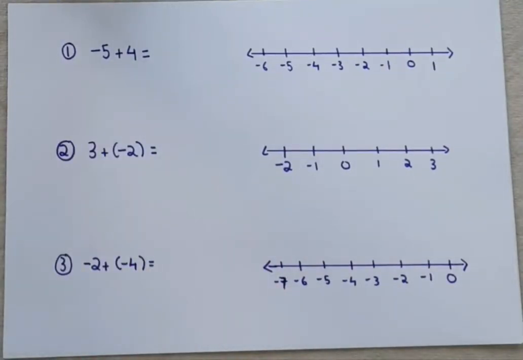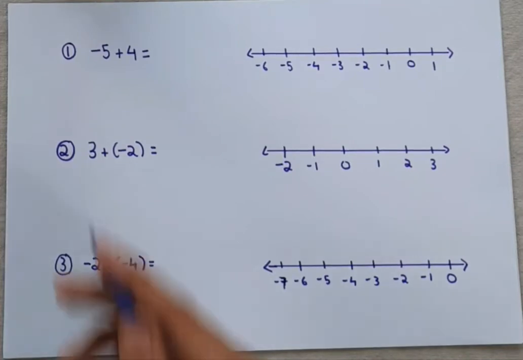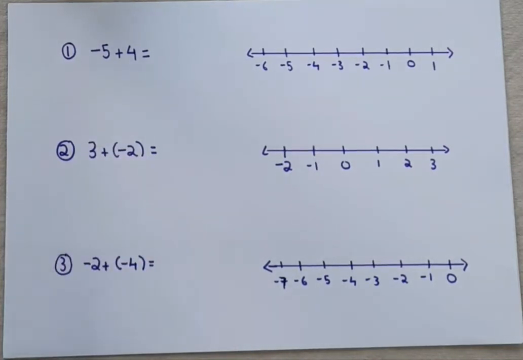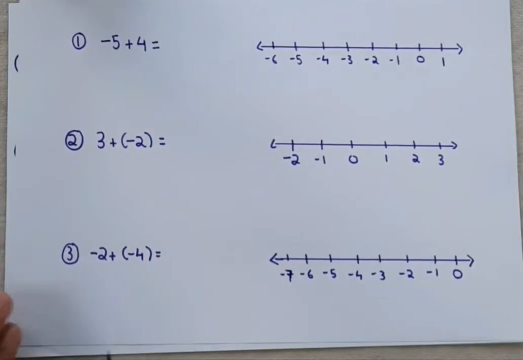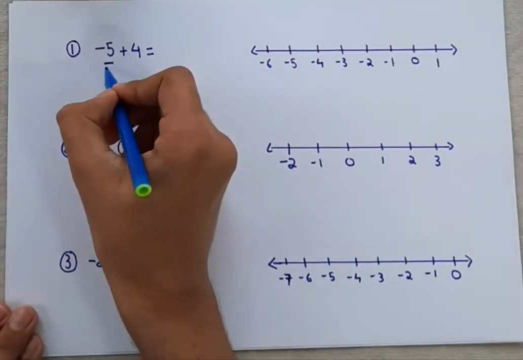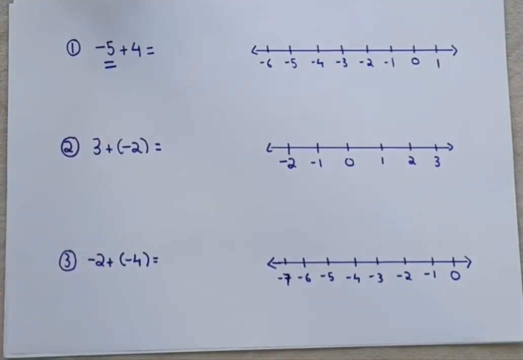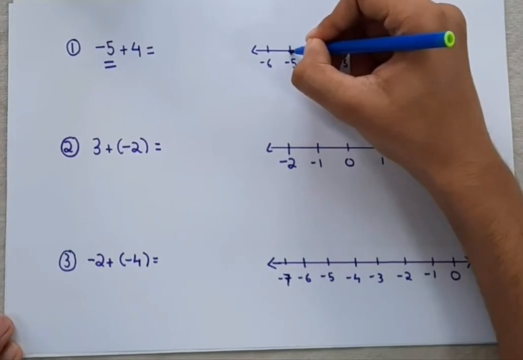Here we have these three sums on this page. Let's look at the first one, -5 plus 4. Now let's look at the first number. The first number will be a starting point on the number line. So we are over here.